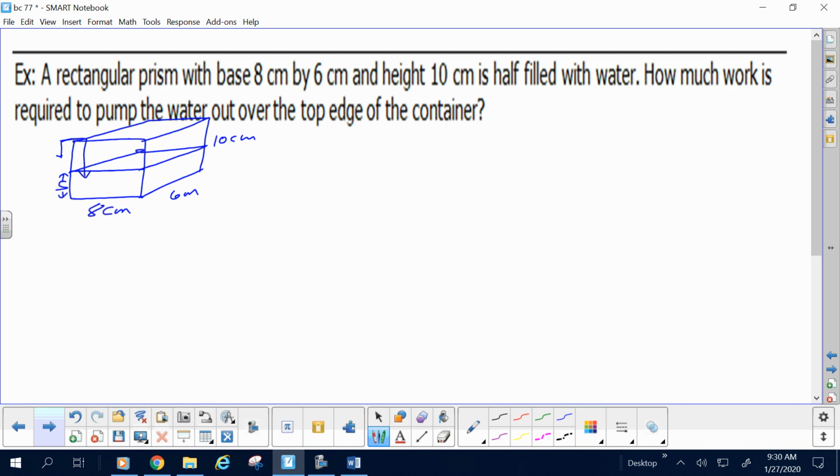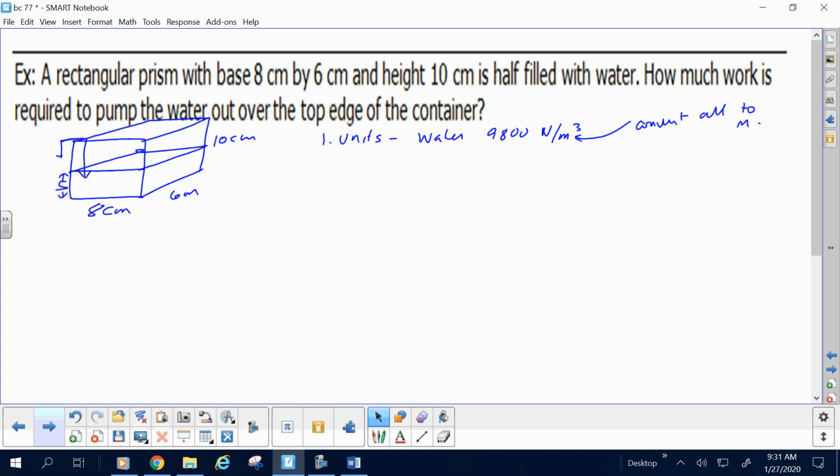So these questions are about how much work is required to pump fluid out. It doesn't always mean fluid, actually. We'll talk about that later. But that's the idea. Now, first, let's talk about units. If water is 9,800 newtons per cubic meter, we probably want to convert everything to meters, all right?